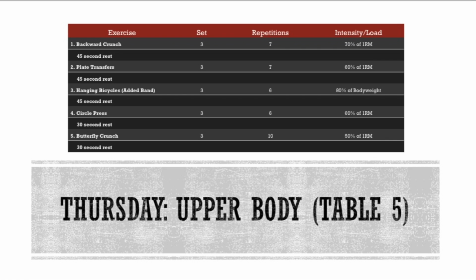Second are plate transfers. This is making sure that you are well balanced when bringing the plate forward to your legs, and also your legs bringing the plate back to your arms, and making sure the core is engaged because, again, this is upper body and core.